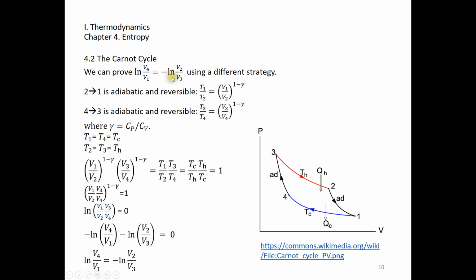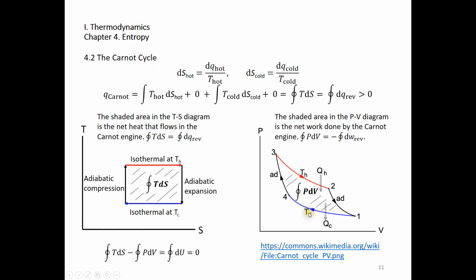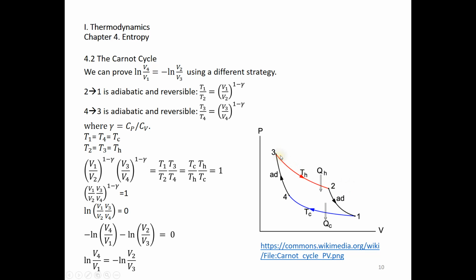We can prove this same equation using a different way. From 2 to 1, it's adiabatic and reversible. We know the temperature ratio is the volume ratio to the power of 1 minus gamma. From 4 to 3, it's adiabatic and reversible. Therefore, the temperature ratio is the volume ratio to the power of 1 minus gamma. And pay attention here, T1 and T4 are actually the same. T1 and T4 are both T cold. Actually, T2 and T3 are the same.